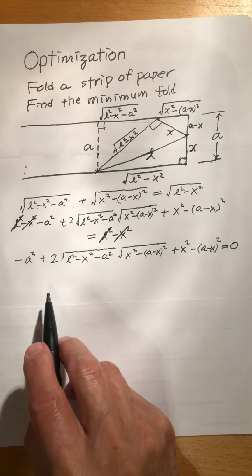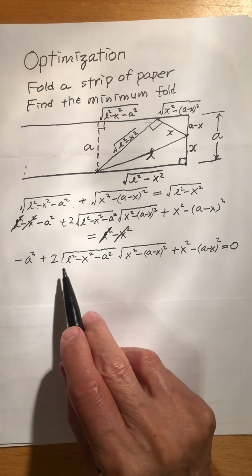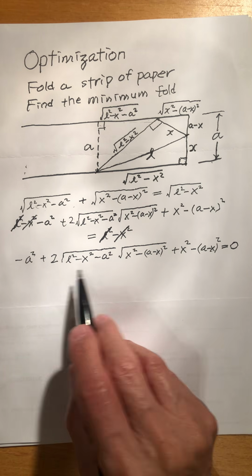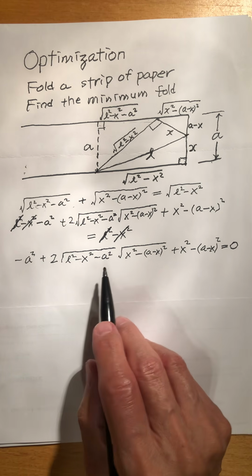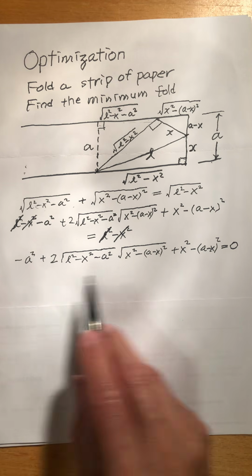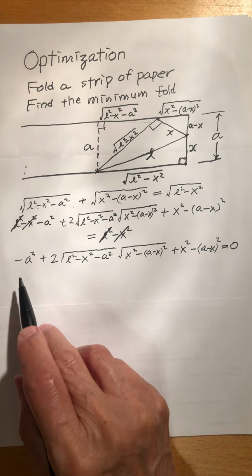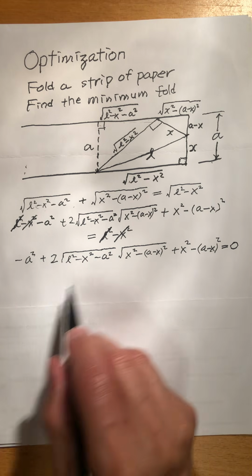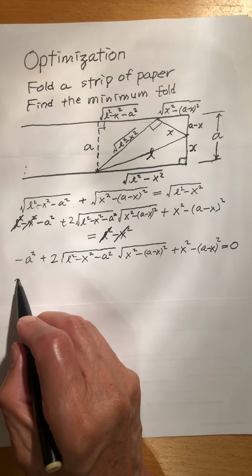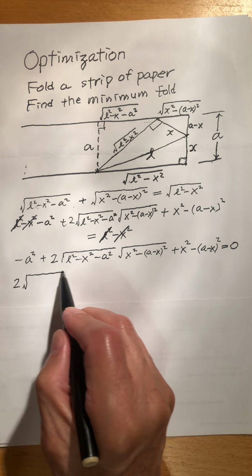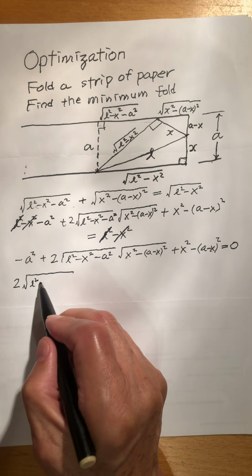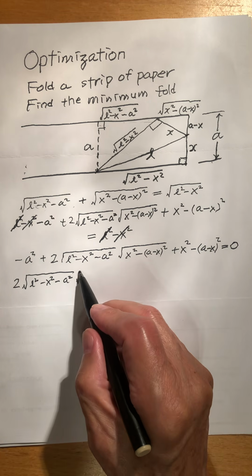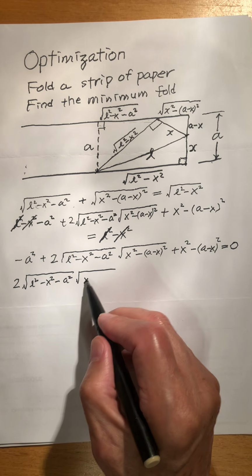I still have 2 square roots here, so I need to get rid of this. To get rid of these two square roots, I need to square it. But I have something here, so I need to move this one to the other side. Leave this on the left-hand side. So I have 2 L squared minus x squared minus a squared, another square root, x squared.